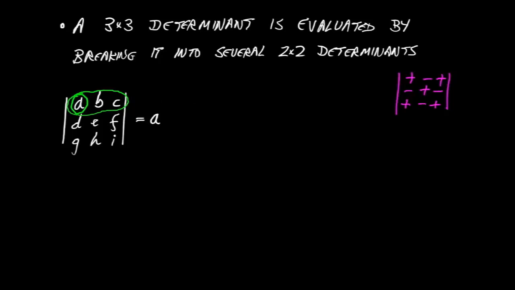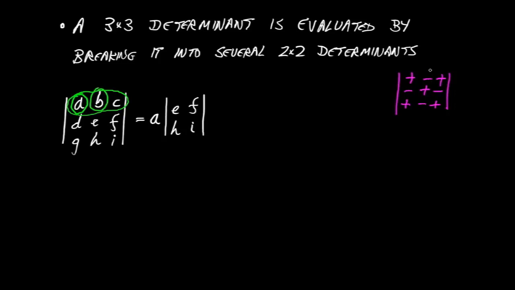And now what I do is I ignore the whole row and the whole column that A is in, and I look at the remaining 4 numbers and I write a little determinant just made out of those guys in the same order they appear. So E, F is going to be in my main determinant there, and H, I. Those are the remaining 4 guys in the same order they appear.